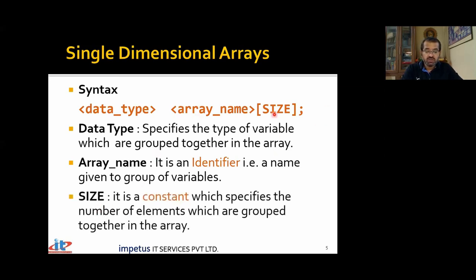Size is a constant. So here I can specify 10, 20, 30, but that's not a good practice. We normally use a named constant over here. It's a constant which specifies the number of elements which are grouped together inside the array.